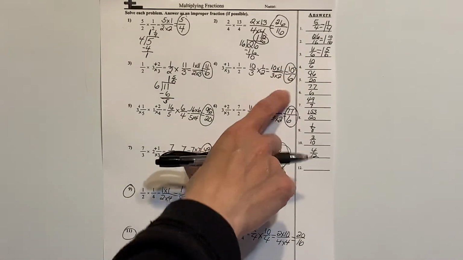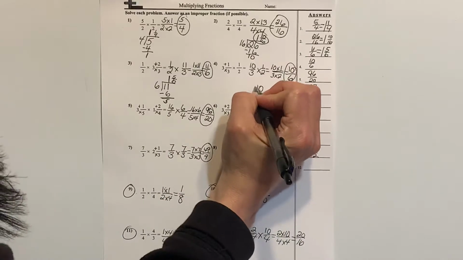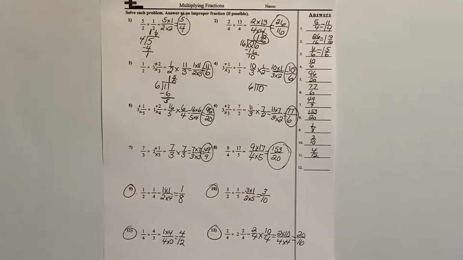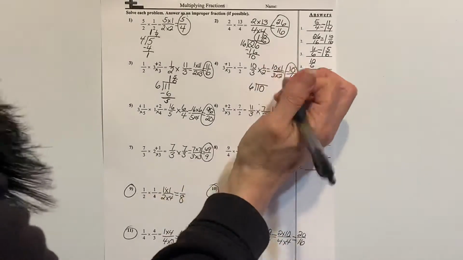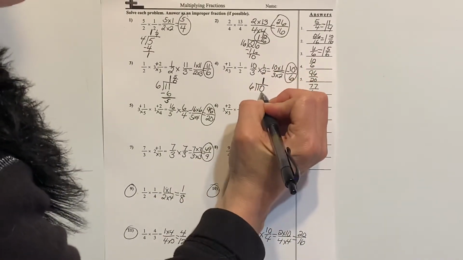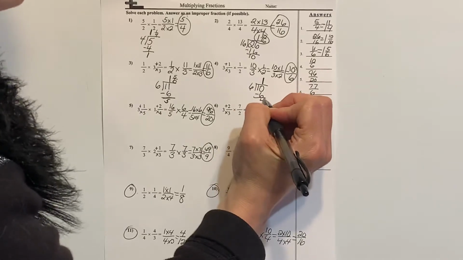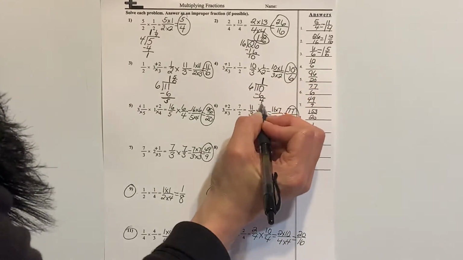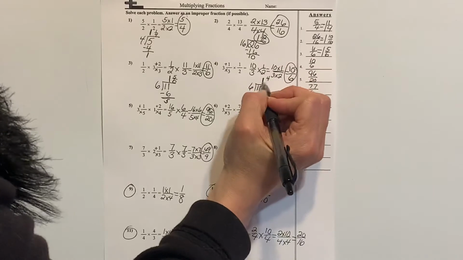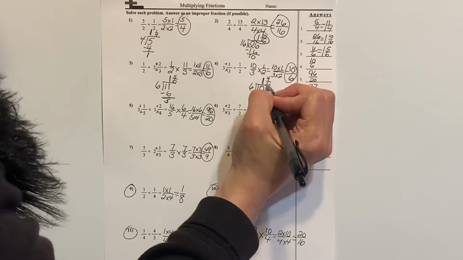10/6. 10 divided by 6. Well, 1 6 is 6. 2 6s is 12. That's going over. So we can only do 1 6. 10 minus 6 is 4. So this would be my numerator. 1 and 4, and this would be my denominator, 6ths.